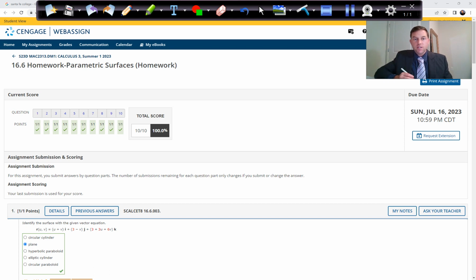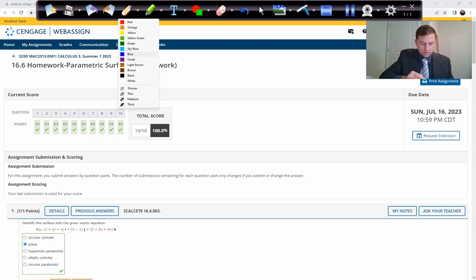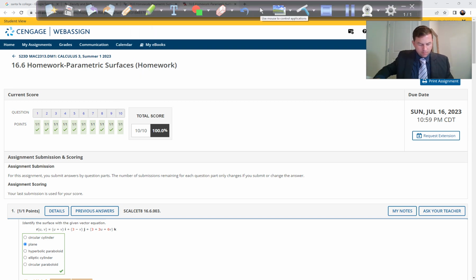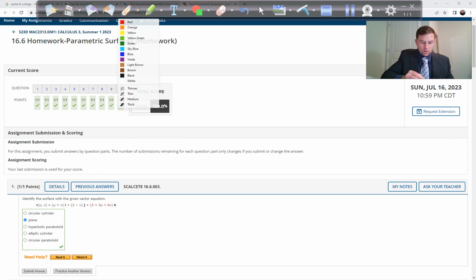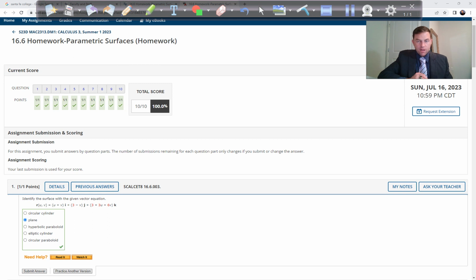In Chapter 16, Section 6, we're going to look at parametric surfaces. So if we look at the first problem, it says identify the surface with the given vector equation. Basically, a main giveaway is if there's no sines or cosines, you're not going to have these curved surfaces.